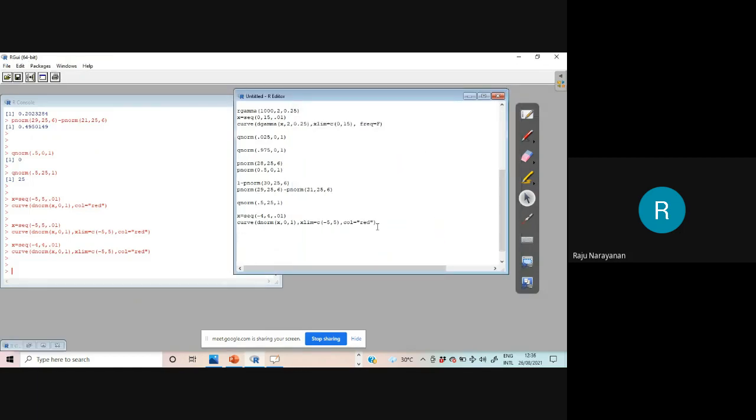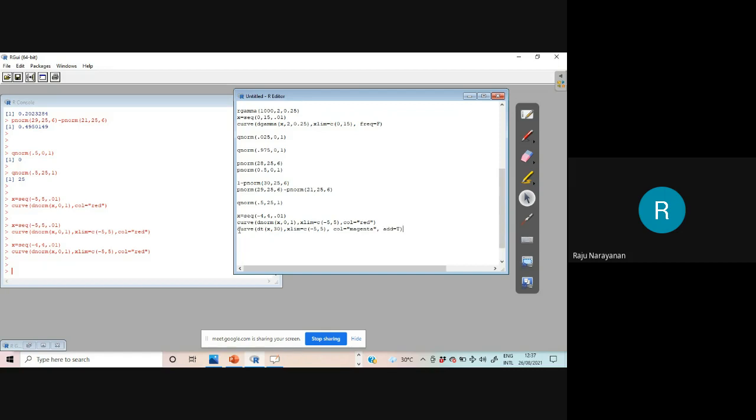And I am doing dt of x. For t distribution, degrees of freedom is a parameter. I am putting 30 degrees of freedom. x limit is same as before, c of minus 5, 5. To make a difference, I am giving a different color. Magenta. And I have to add with the previous things, therefore add is equal to true.